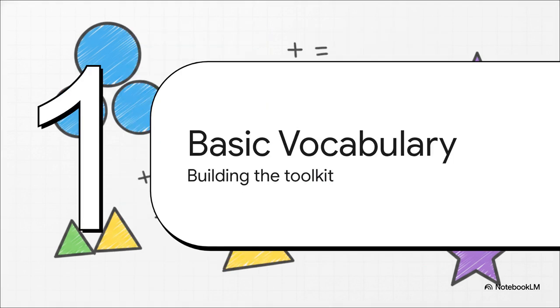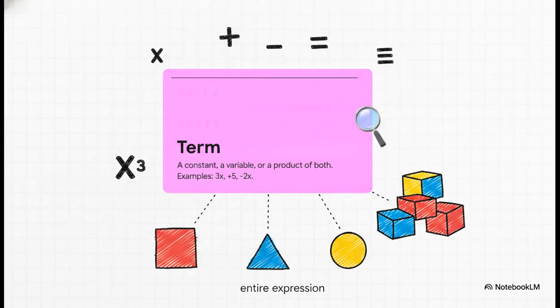All right, Section 1, Basic Algebra Vocabulary. Let's build that toolkit. Let's break down our first critical definition. What exactly is a term? Well, a term is either a constant, a variable, or a product of both. If we think back to the expression 3x plus 5 minus 2x, we actually have three distinct terms there. They are 3x, positive 5, and negative 2x. Think of terms as the individual separate Lego bricks of your entire math problem.